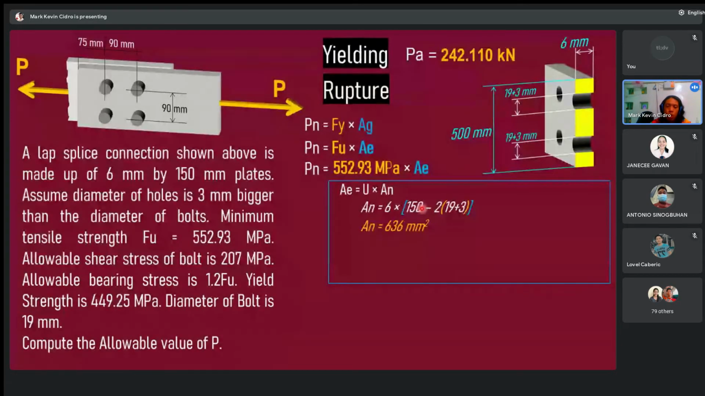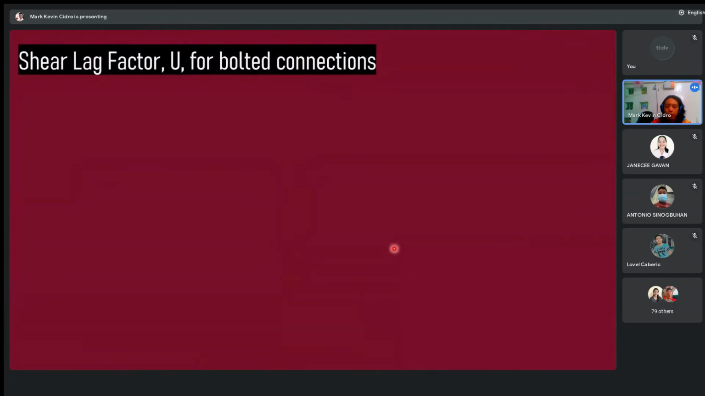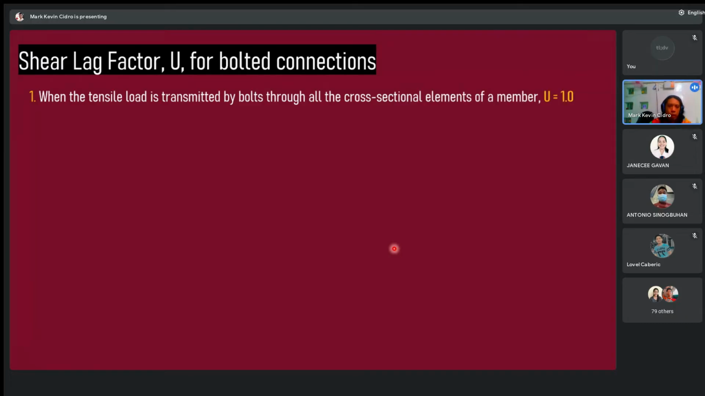We still have the value of U. U is the shear lag factor. How do we solve for the shear lag factor? We are solving for Ae, which is equal to the shear lag factor times An. Your An is already solved, 636 mm squared. Shear lag factor U for bolted connection. There are many cases, but let's try to make sense of these cases. Number 1, when the tensile load is transmitted by bolts through all the cross-sectional elements of a member, U is equal to 1.0. What does cross-sectional elements mean?